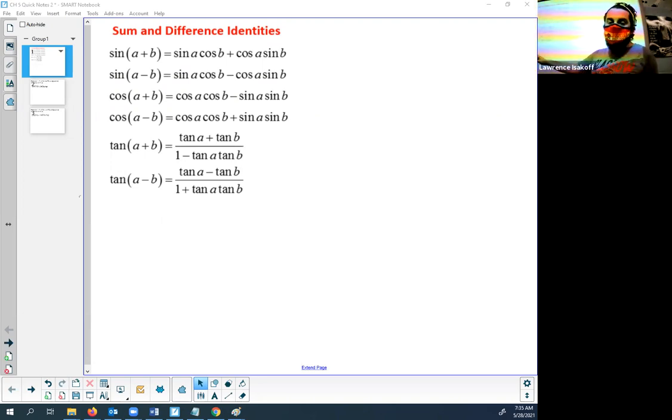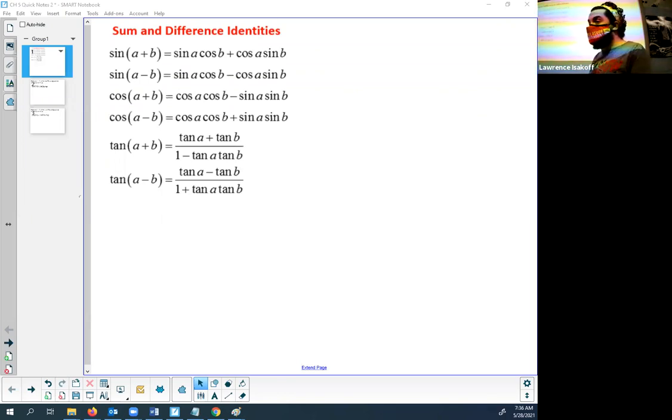answers. So for sine of A plus B, we can break it apart as sine of A times cosine of B plus cosine of A times sine of B. If it's a minus for the sine, like sine of A minus B, the formula just changes the sign in the middle. So it's sine of A times cosine of B minus cosine of A sine of B.